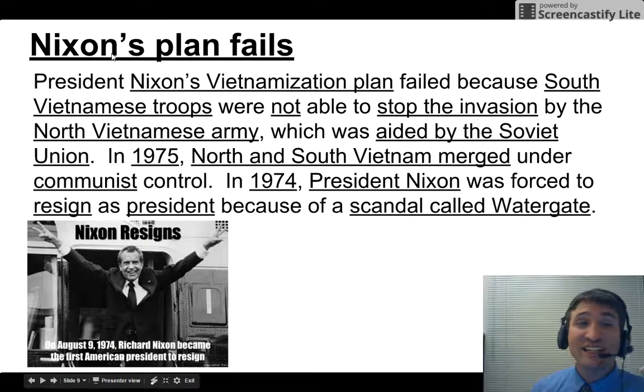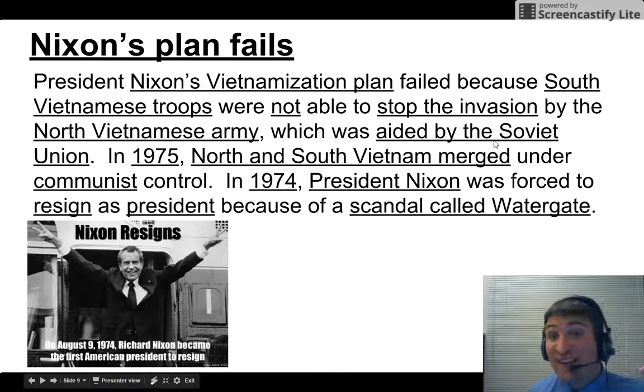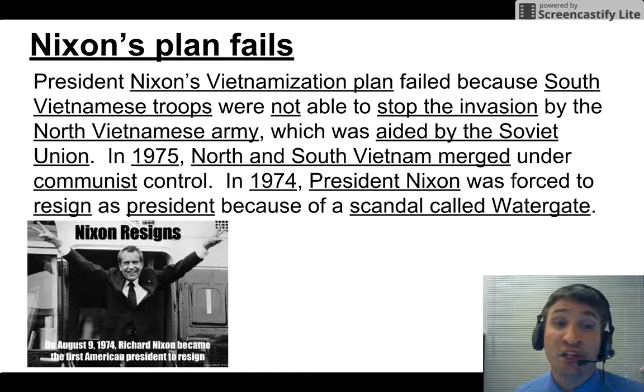Nixon's plan fails. President Nixon's Vietnamization plan failed because South Vietnamese troops were not able to stop the invasion by the North Vietnamese army, which was aided by the Soviet Union. In 1975, North and South Vietnam merged under communist control, and today Vietnam is still a communist country.